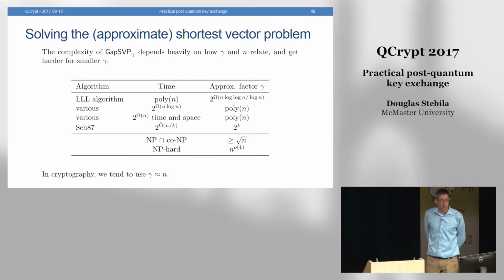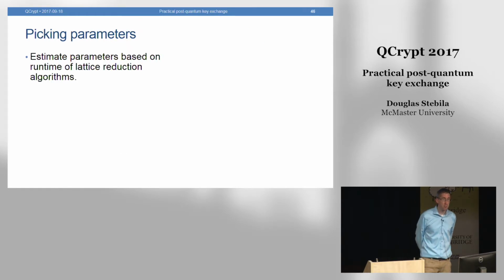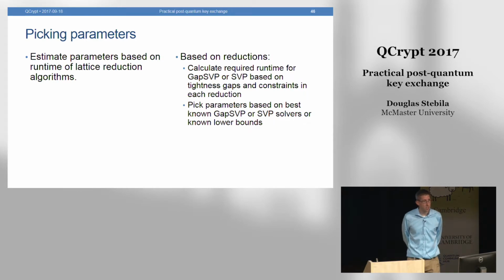So based on these algorithms, even though they aren't exactly applicable to our parameter space, we can still estimate the runtime of solving lattice algorithms and use that to pick learning with errors parameters. And there are two approaches that people are using in the literature. One approach is based on reductions. So we know that LWE relates to an underlying lattice problem. So we calculate the runtime required for the underlying lattice problem. Then we trace through our reduction, and we pick parameters for our LWE problem based on that. Okay? That's going to result in quite large LWE parameters because of this very non-tight reduction.